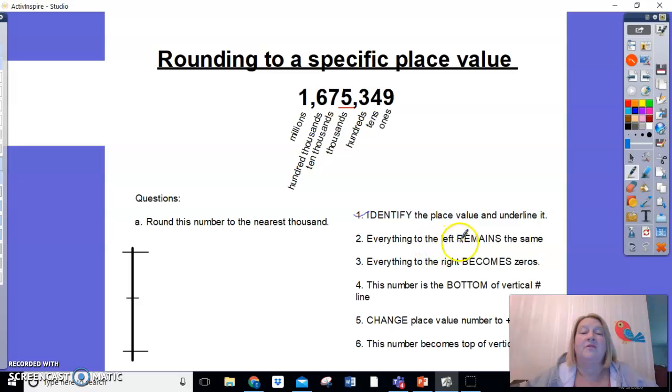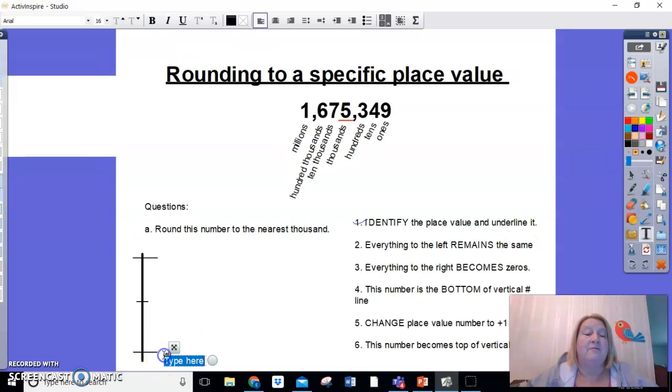Now 2, everything to the left remains the same. So now we know to the left, I have 1, 6, and 7. So that's going to remain the same. I'm going to start with my bottom number. And I know my bottom number of my vertical number line is going to stay the same, 1, 6, 7.